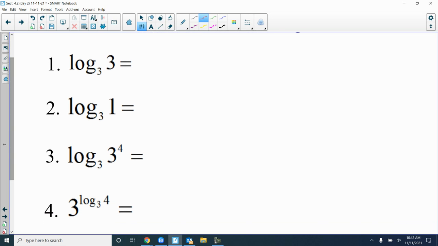All right, see what you come up with for these 4. Take a look at them. What's log base 3 of 3? What's log base 3 of 1? See if you can figure out what they're going to be.